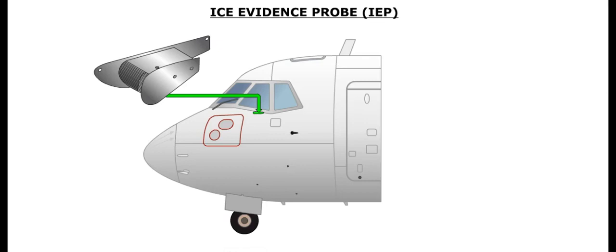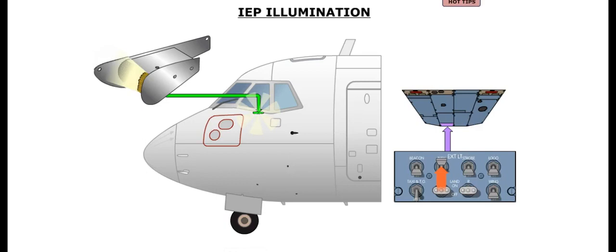The probe is designed to retain ice until sublimation or melting has occurred, and is intended to provide the flight crew with a visual means of determining that other portions of the airframe are either accreting ice, or are free of ice. The icing evidence probe can be illuminated so that it is visible at night. The light is controlled by the navigation light switch.